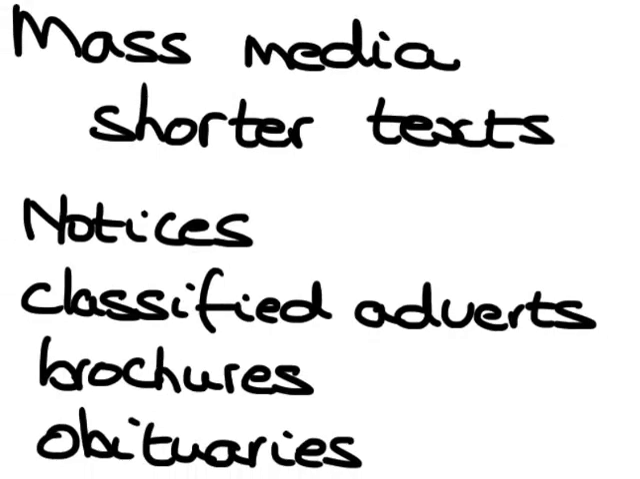This week we're looking at mass media shorter texts: notices, classified adverts, brochures and obituaries. We've looked at the notices and classified ads, and in this lesson we focus on brochures. We discussed the brochure in grade 10 in weeks 9 to 10. Let's just revise that lesson.